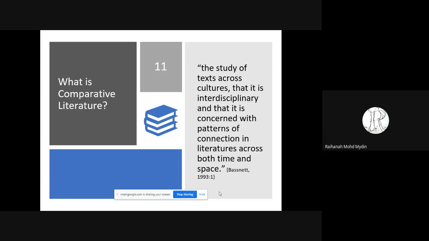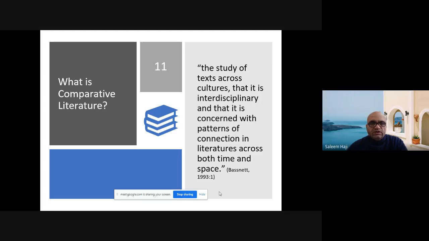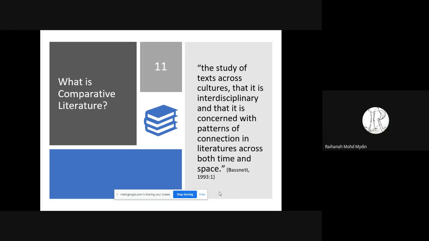I want you to keep in mind, when we talk about text being read across cultures, do they assume that there are many cultures in one nation, or there is only one culture in each nation? Which one do you think? I think it's many cultures in one nation. Okay, Alice, you think many cultures in one nation? Anybody else? Yes, many cultures in one nation. Okay, anyone else?